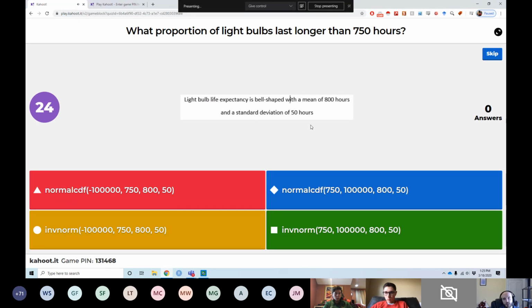Light bulb life expectancy is bell-shaped, so it's normal with a mean of 800 hours and a standard deviation of 50 hours. So which one of these would you want to use to try to figure out what proportion of light bulbs last longer than 750 hours?